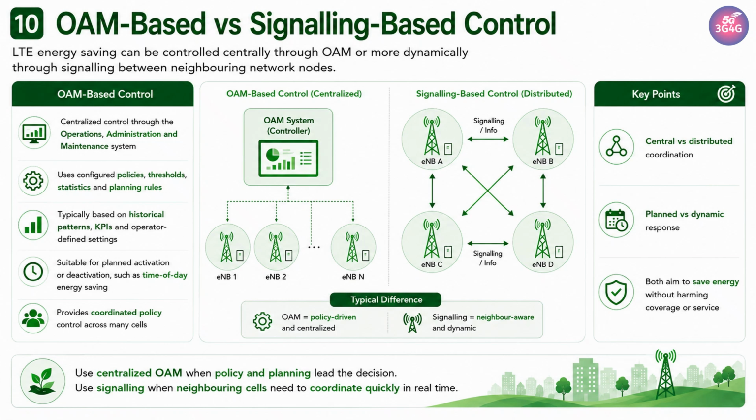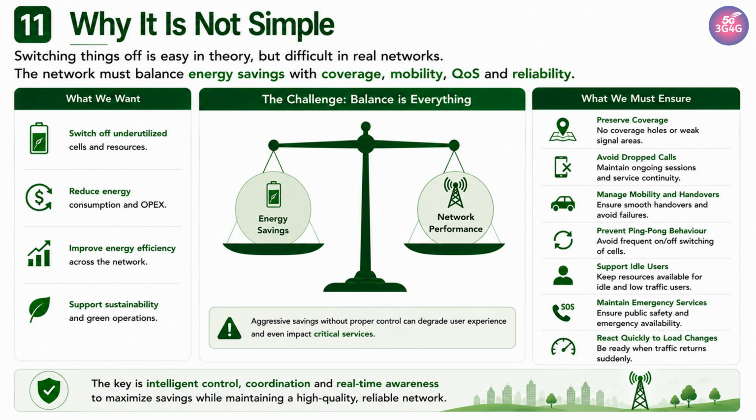So OAM-based control is more centralized and policy-driven. Signaling-based control is more neighbor-aware and dynamic. In practice, both approaches can be useful, and operators may use them together. At this point, it might sound simple. Just switch off unused carriers, antennas, or cells. But in real networks, it is much more complicated.